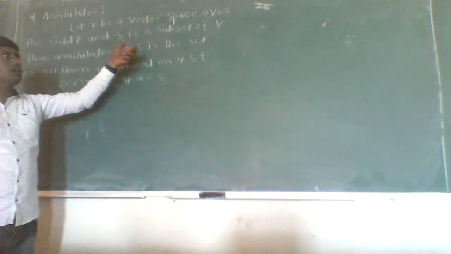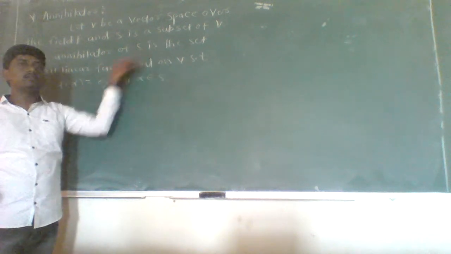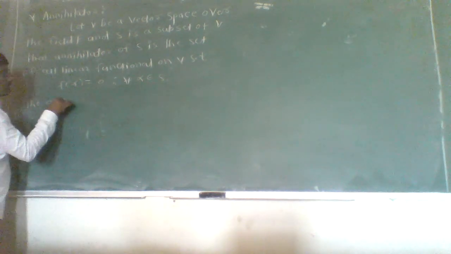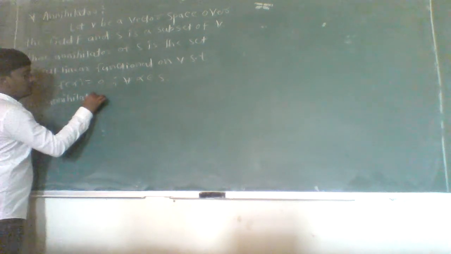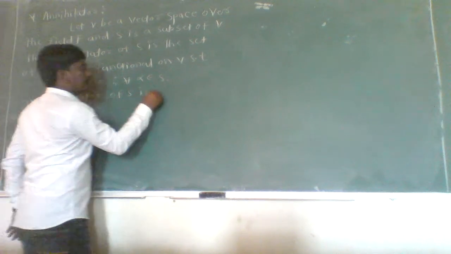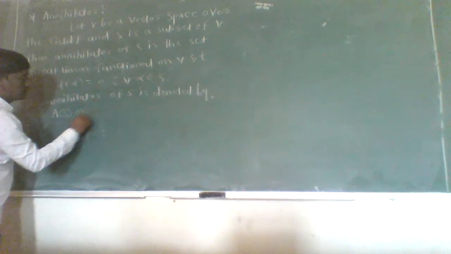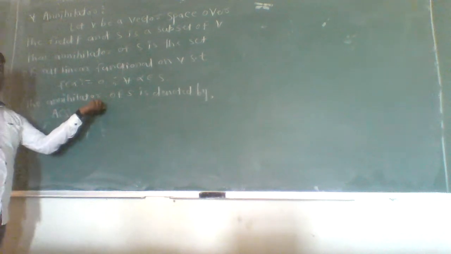That is, if V is any vector space over the field F and S is a subset of V, then the annihilator of set S contains all those linear functionals on V, that is, all those linear functionals belonging to V star, such that f of alpha is equal to 0 for each alpha belonging to set S. The annihilator of S is denoted by A of S, that is annihilator of S, or S to the power O, that is S annihilator.